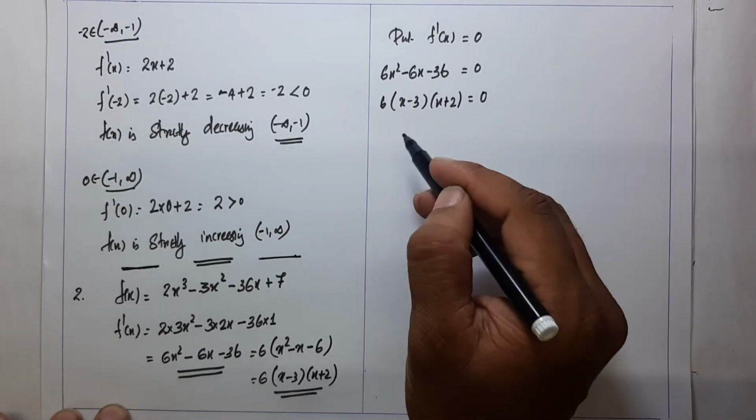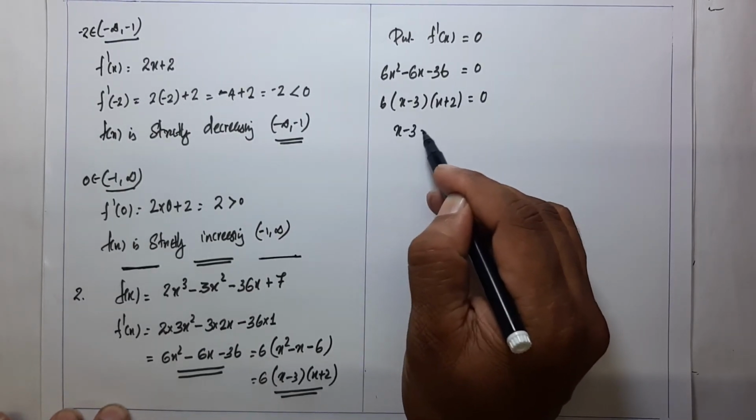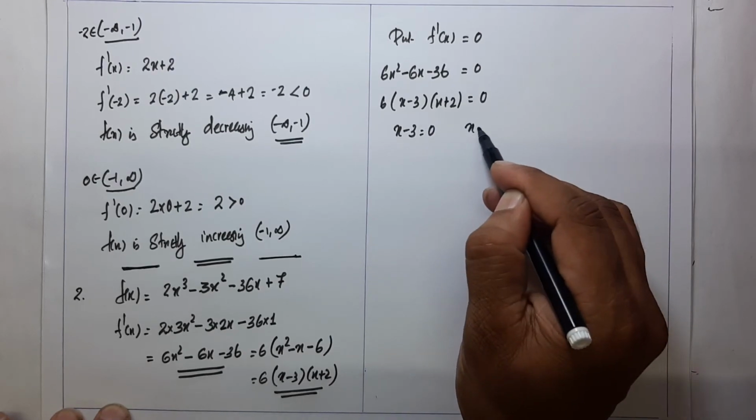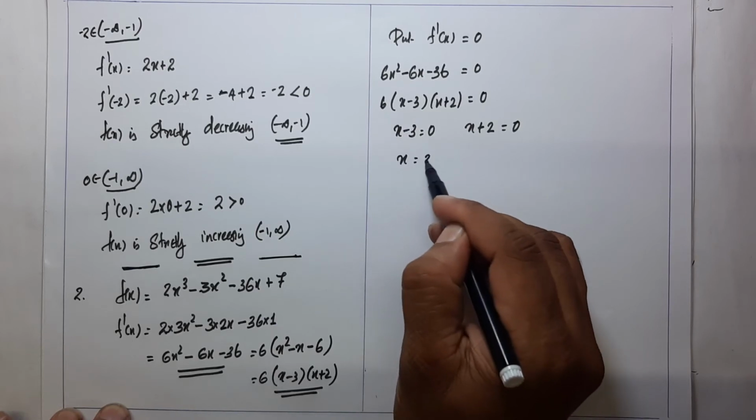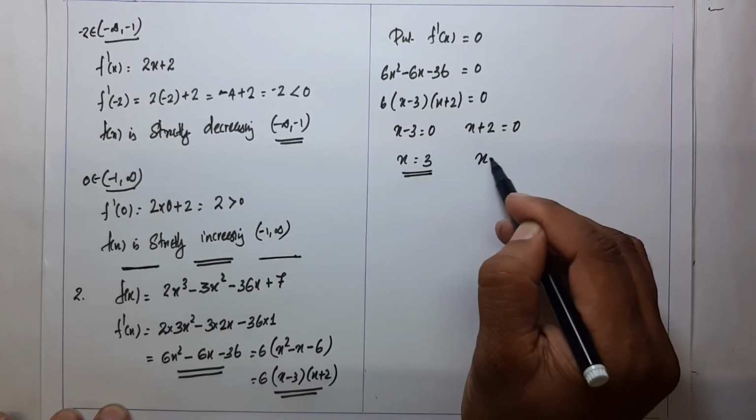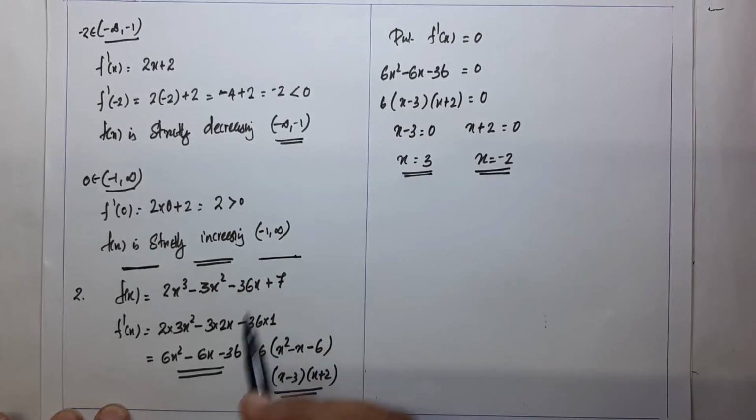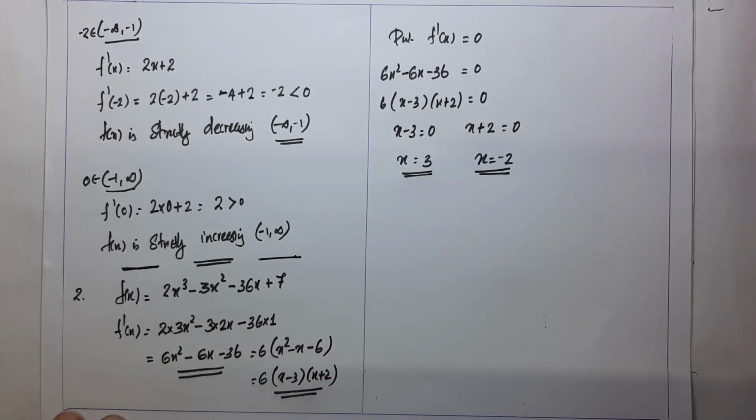0 divided by 6 is 0. Then using the zero factorization theorem, either x minus 3 is equal to 0 or x plus 2 is equal to 0. Therefore, x is equal to 3 and x is equal to -2. These points are said to be critical points, stationary points, extreme points or turning points. Different names are applied for these points.